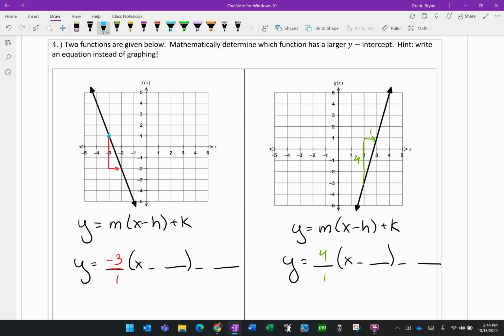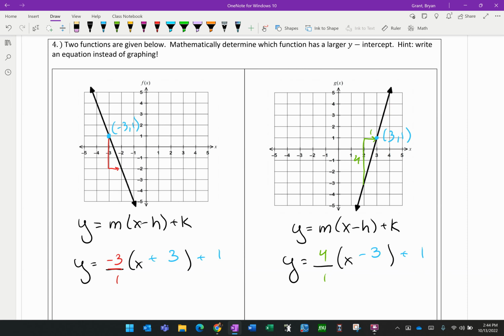Then we can go through and find a point that's on each graph. For example, I've got a point right here. This is negative 3, comma 1. Opposite of h, so positive 3, positive 1. And there's my first equation. On my other function, we have a point, let's see, we've got a bunch of them. Here's a point, 3, comma 1. So positive 3 becomes a negative 3, positive 1.